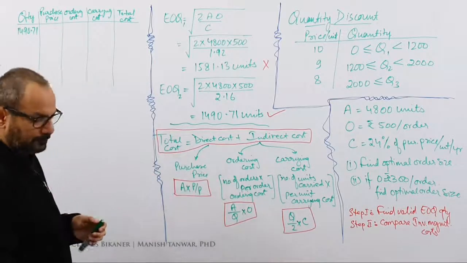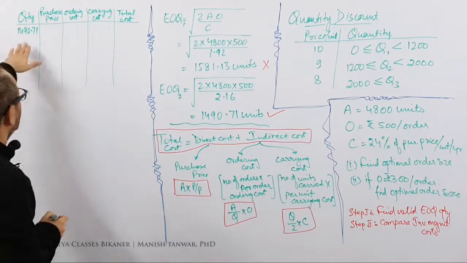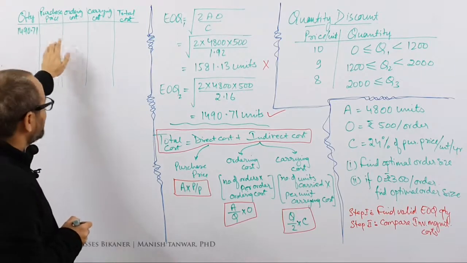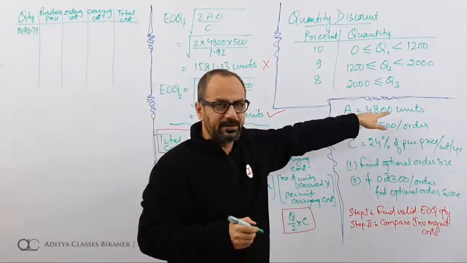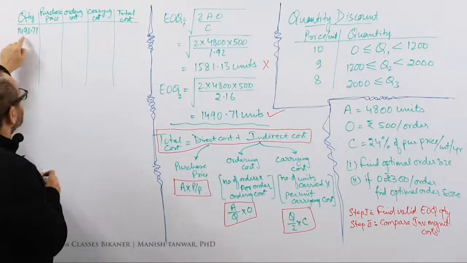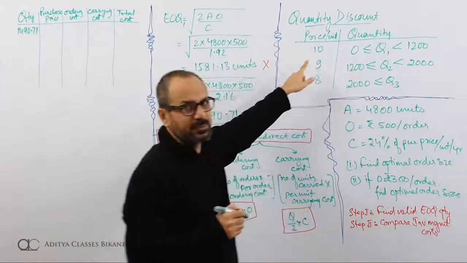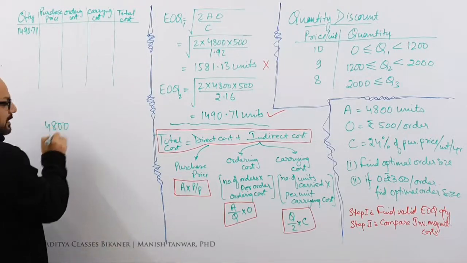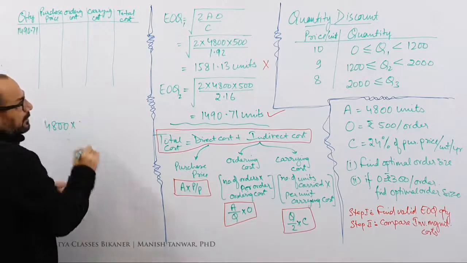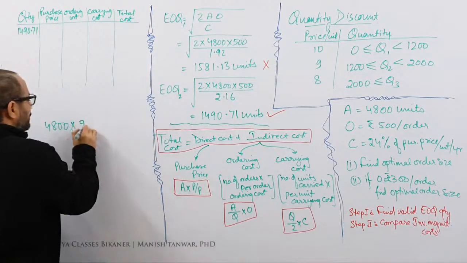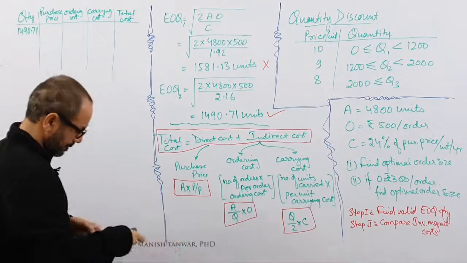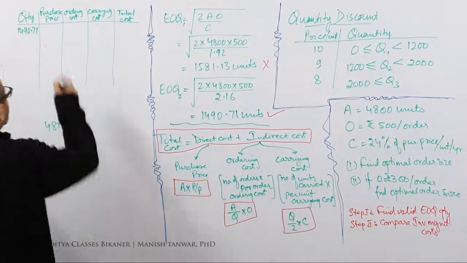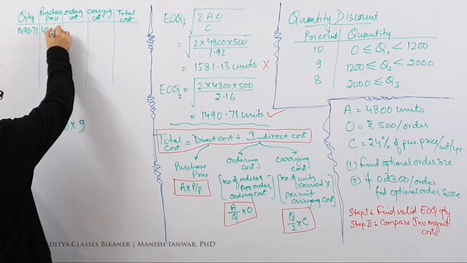Now, if we go ahead with 1490.71 units, what will be the purchase price? I'll be purchasing 4800 units, and at 1490 units the per unit price is 9 rupees. So what will this value be? 4800 units ultimately purchased at 9 rupees per unit, giving me 4800 multiplied by 9, that is 43200.